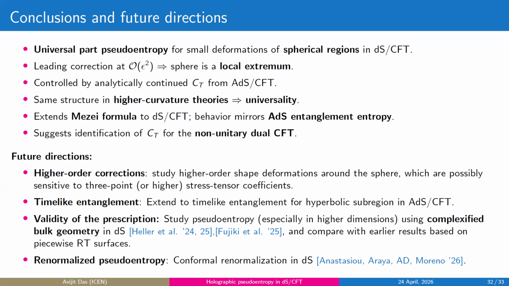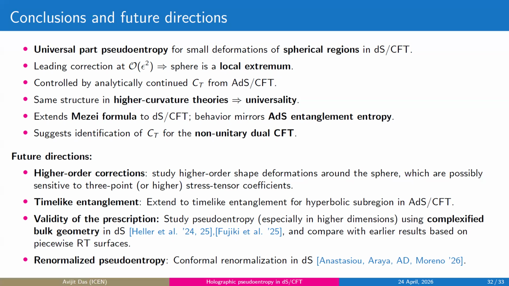So the future direction could be to go to higher order correction. Here we have only gone to first order correction, which is order epsilon square. If you go to higher order correction, we know that in AdS/CFT it is controlled by the higher point coefficients of the stress tensor. So should we get the same for the de Sitter case, we have to check this. And then for the time-like entanglement: we know that the time-like entanglement entropy in AdS is related to pseudoentropy in dS. So whether we can do shape deformation in time-like entanglement also and get the CT of the AdS/CFT.